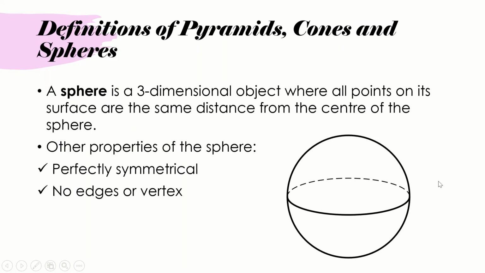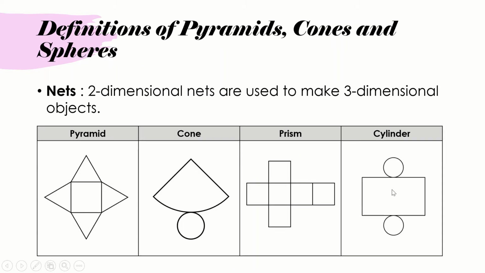Okay, a sphere is a three-dimensional object where all points on its surface are the same distance from the center of the sphere. So other properties of a sphere are that it is perfectly symmetrical and there are no edges or vertices. So this is an example of a sphere. Okay, nets. Two-dimensional nets are used to make three-dimensional objects. So this is a net of a pyramid, the net of a cone, prism, and cylinder.